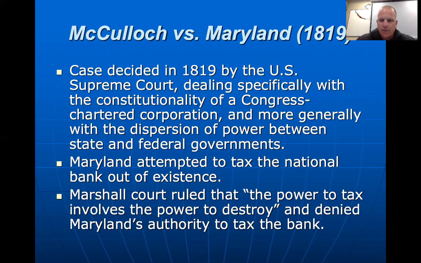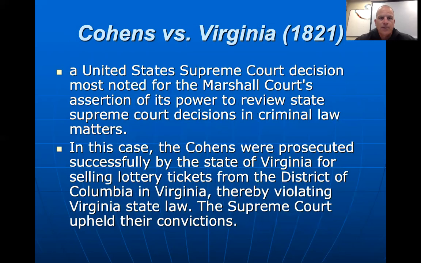And he uttered the phrase that the power to tax involves the power to destroy. That a state could essentially destroy any kind of national institution, whether it be a bank or a national park or something like that. So it's still on the books today as precedent that states can't tax the federal government, like a bank or a federal authority like that. Another, Cohens versus Virginia.